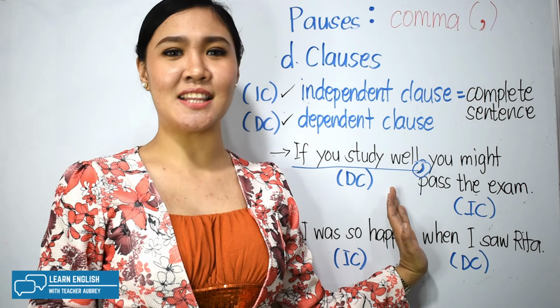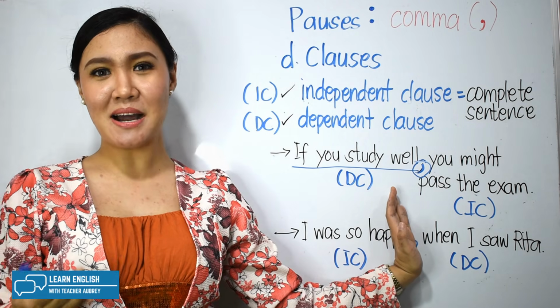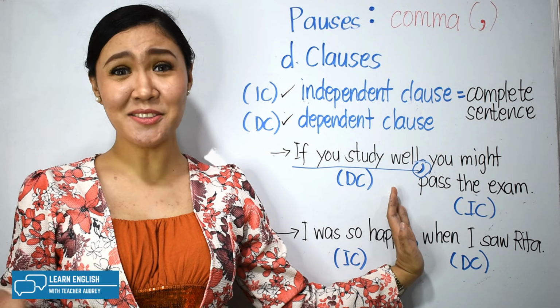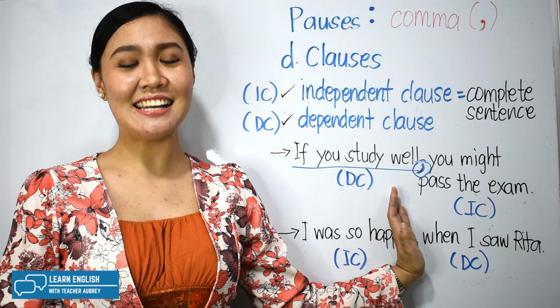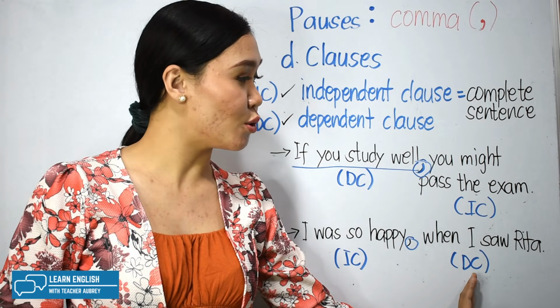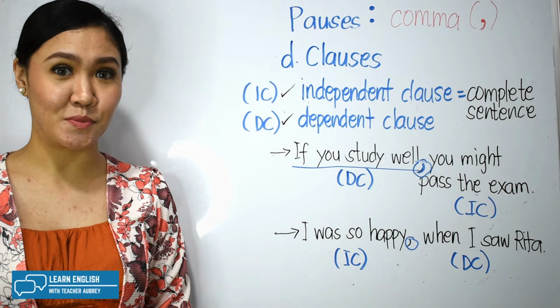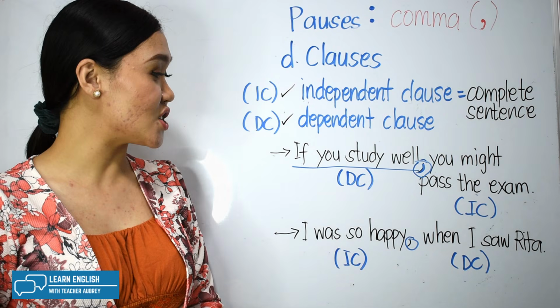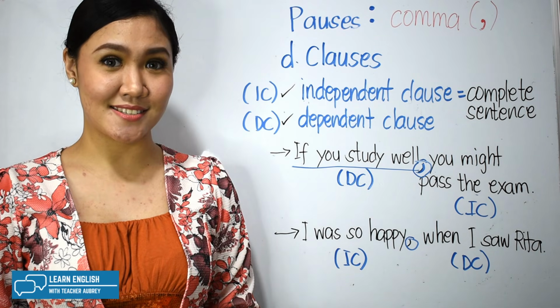When I saw Rita, in Filipino that is, nang makita ko si Rita. Ano ngayon kung makita mo siya? Dahil hindi buo yung kaisipan yan, yun ang tinatawag natin na dependent clause or sugnay na hindi makapag-iisa. Or in English, tinatawag rin natin siya na subordinate clause.